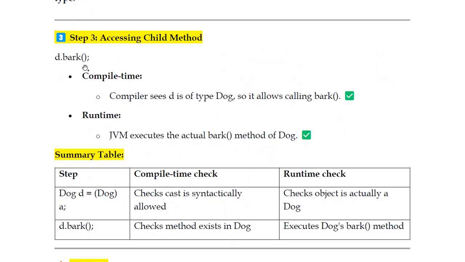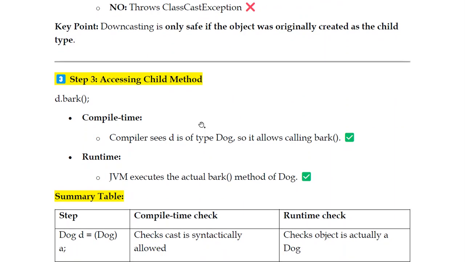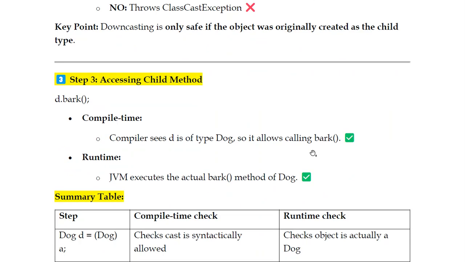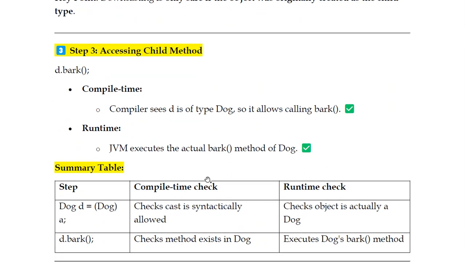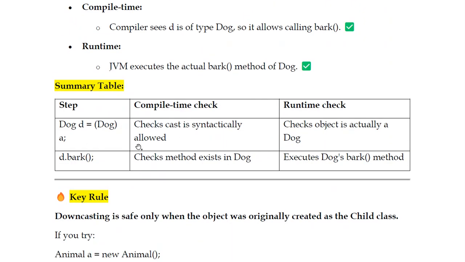Accessing the child method d.bark: the compiler sees whether d is of type Dog, and whether this method exists in the Dog class or not. So it allows calling bark. At runtime, it will execute the actual bark method. I already told you many times that only at runtime is the method executed. At compile time, it checks whether it is a type of Dog or not. So this is what is happening.